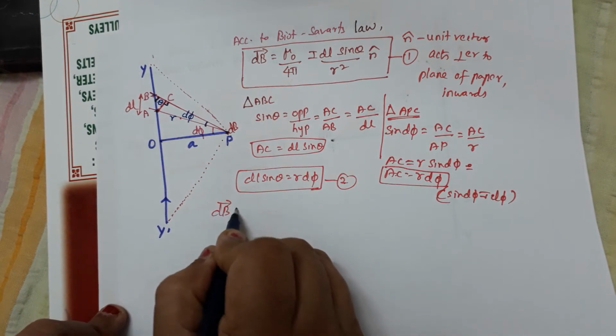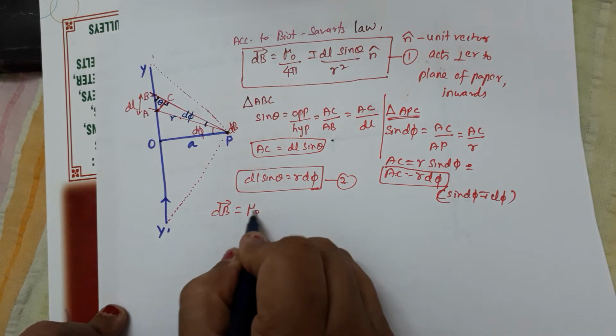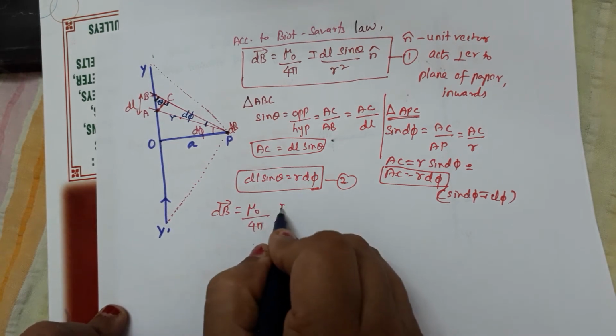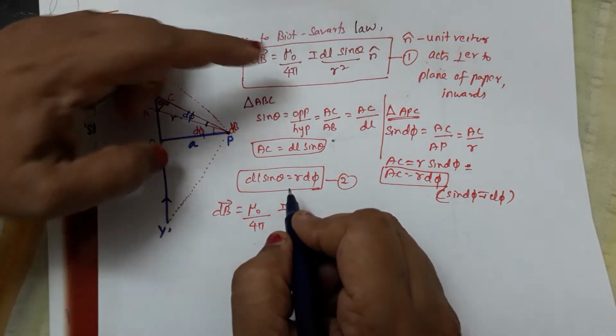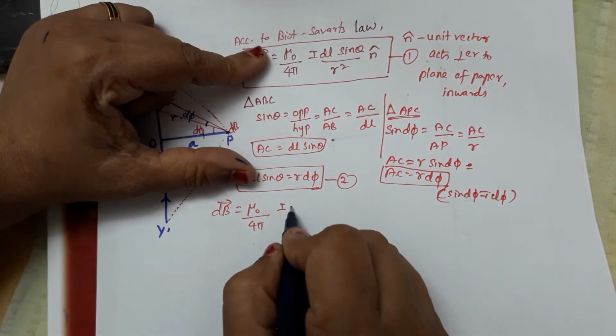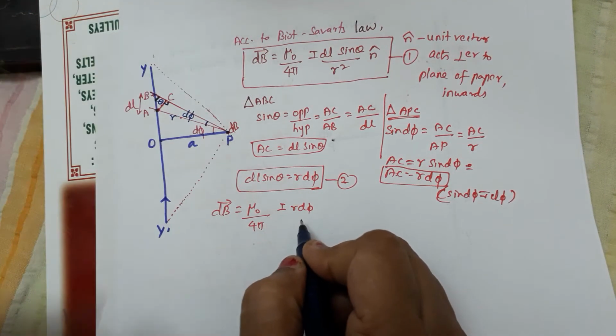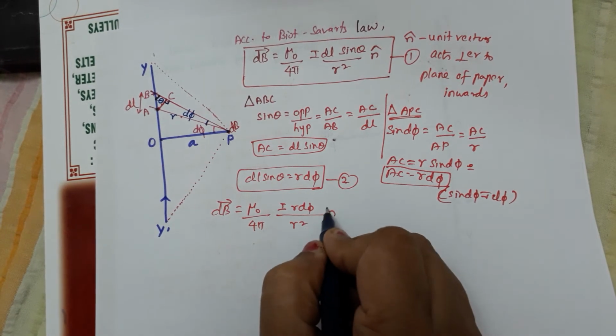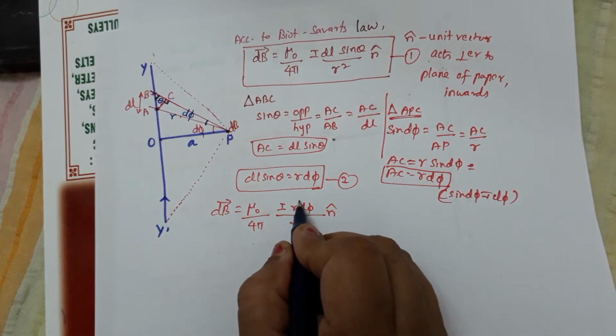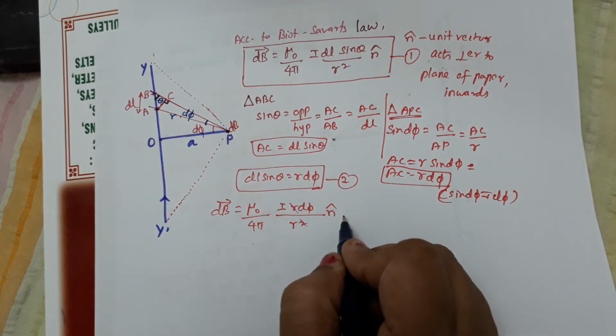Instead of dL sin theta you can put r d phi. Therefore dB vector is equal to mu naught by 4 pi, I, instead of dL sin theta, what are you going to substitute? You substitute r into d phi, divided by r square, n cap, right? You can cancel these two, right? What will you get?